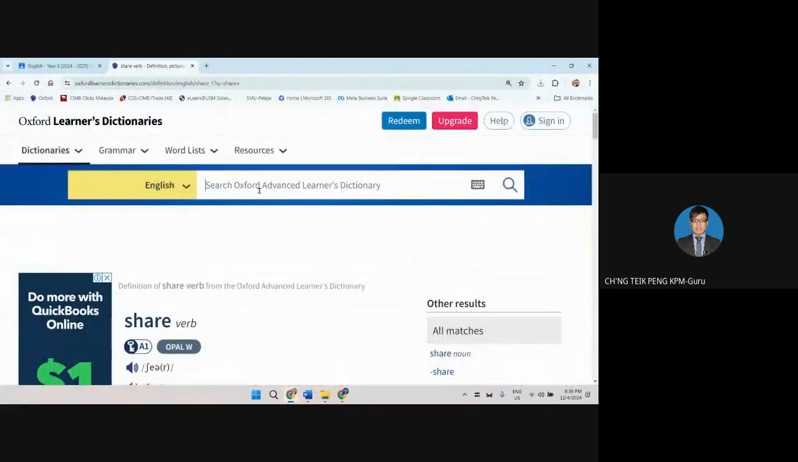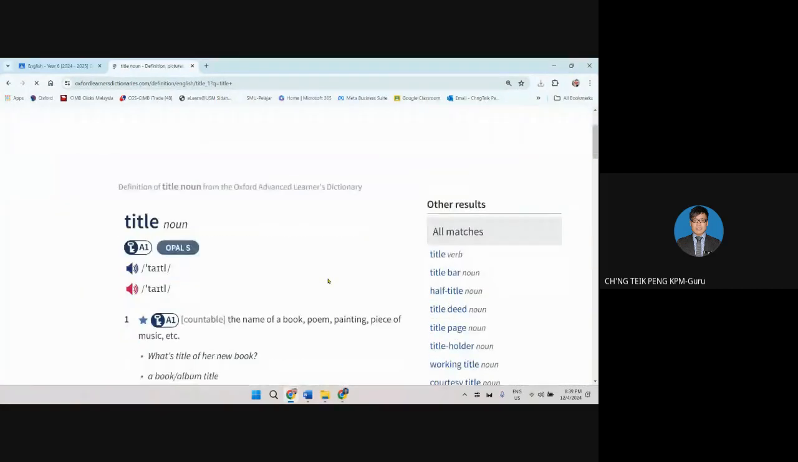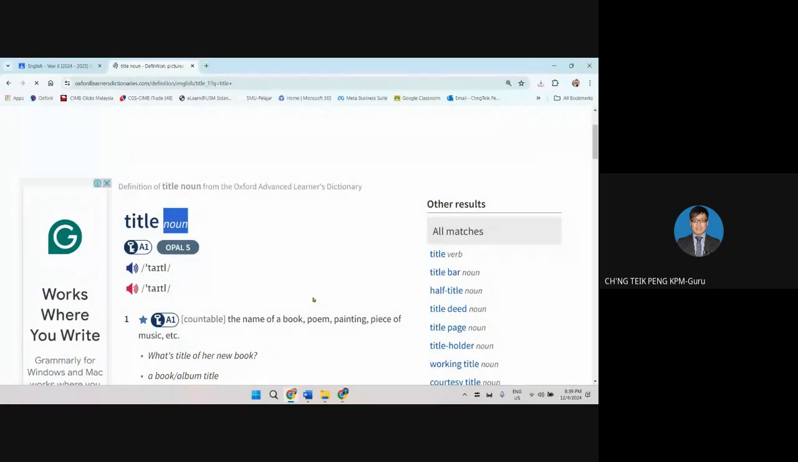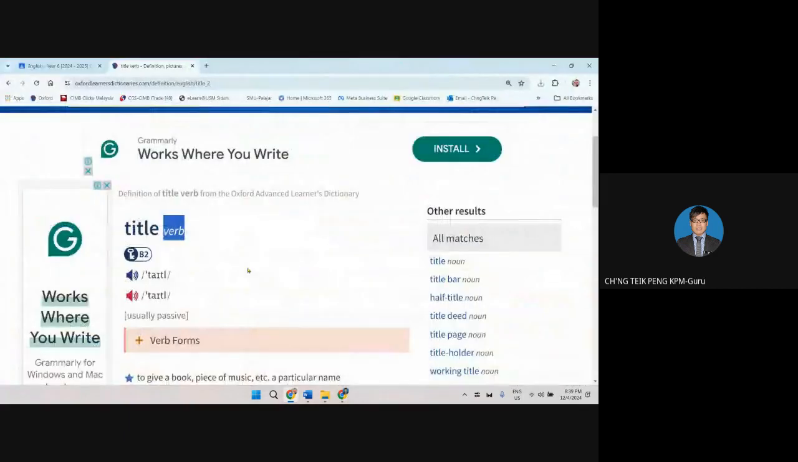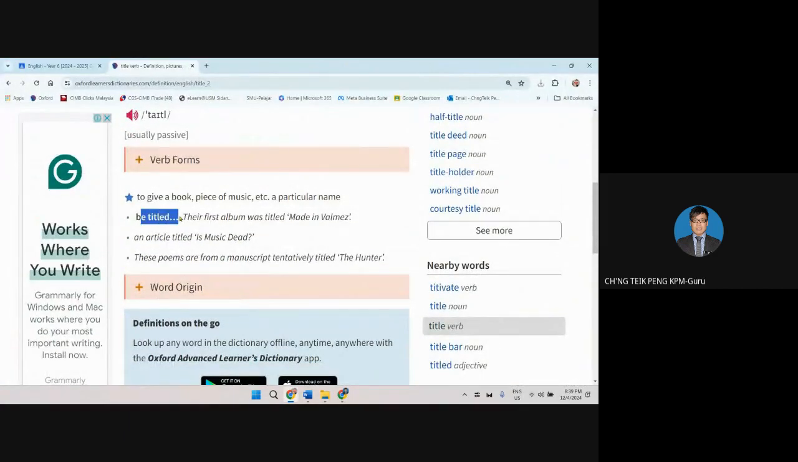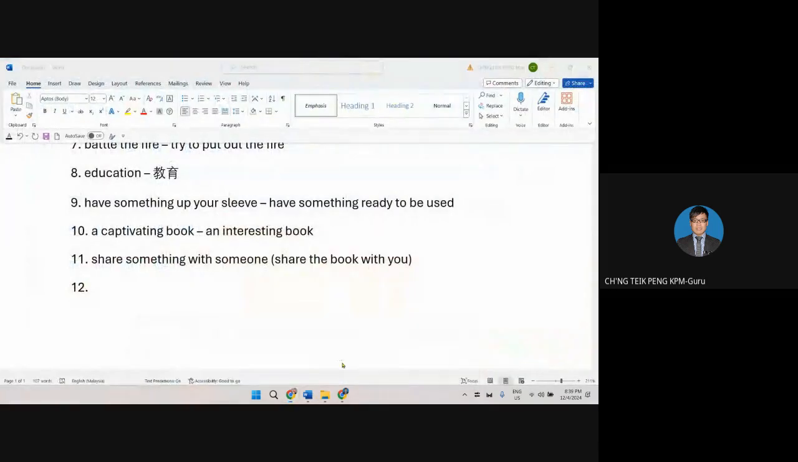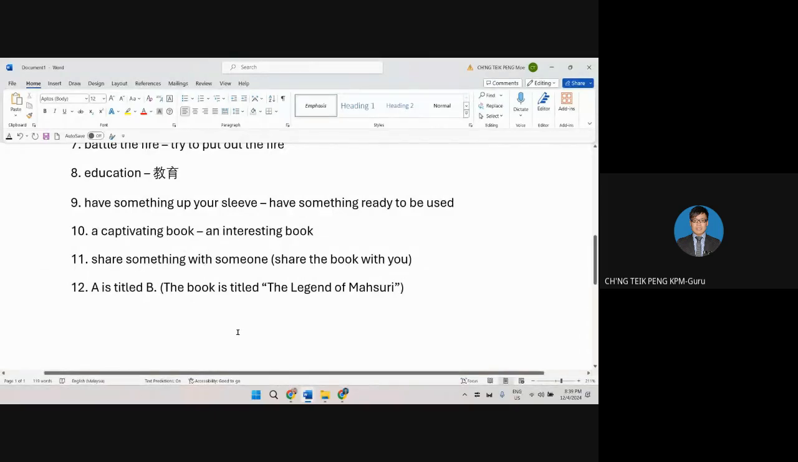Okay, let me show you. All right, 你看这里 title is a noun. 它可以是名词。And it could be a verb as well. 它也可以是动词。OK，如果是动词的话，要这样子写呢？就是 is titled something。OK，你不要放 is titled as，不要用 as 啊，用 titled something 不了。OK, so for example, A is titled B. For example, the book is titled The Legend of Masuri. Okay, so this is how we use is titled.